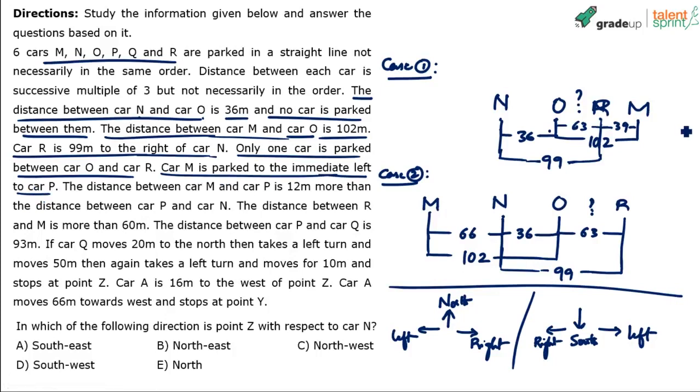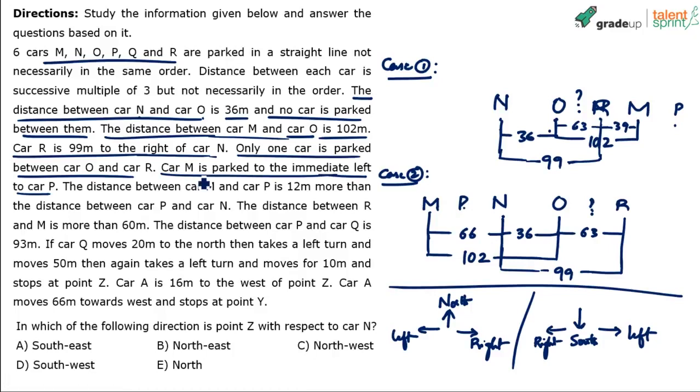M is on the immediate left of P, which means P will come on the immediate right of M. If M is on the immediate left of P, P will be on the immediate right of M. So P will come here.